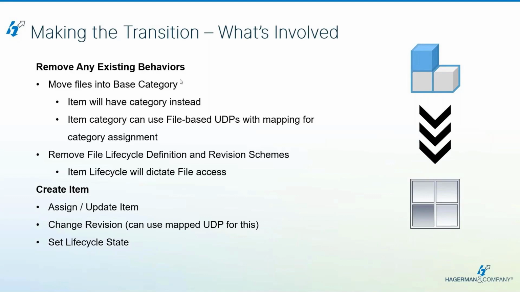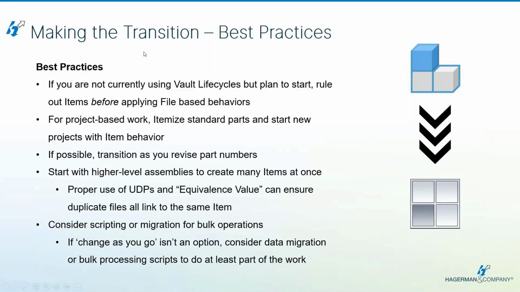If it's something that has an existing revision history and you need to get the current revision level of the item, on the item, you can use the change revision command and even use a file UDP to set that revision. And then you would set the final lifecycle state. So there's a bit of work involved in making that transition.